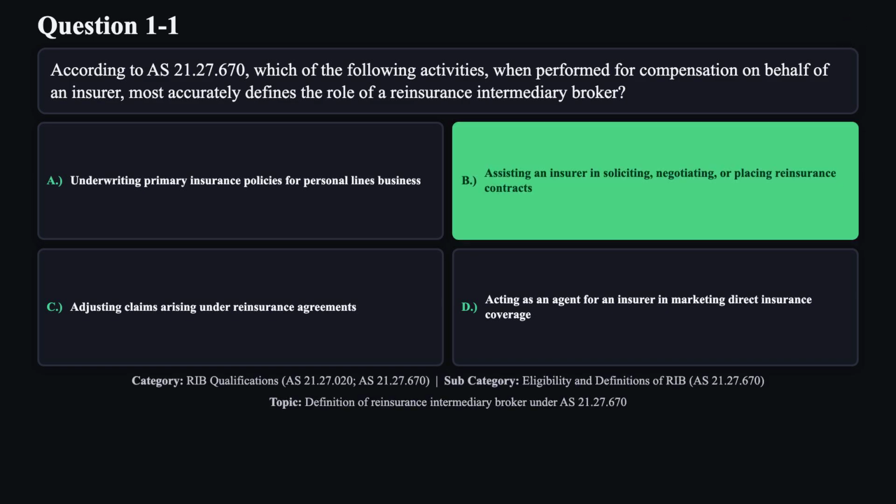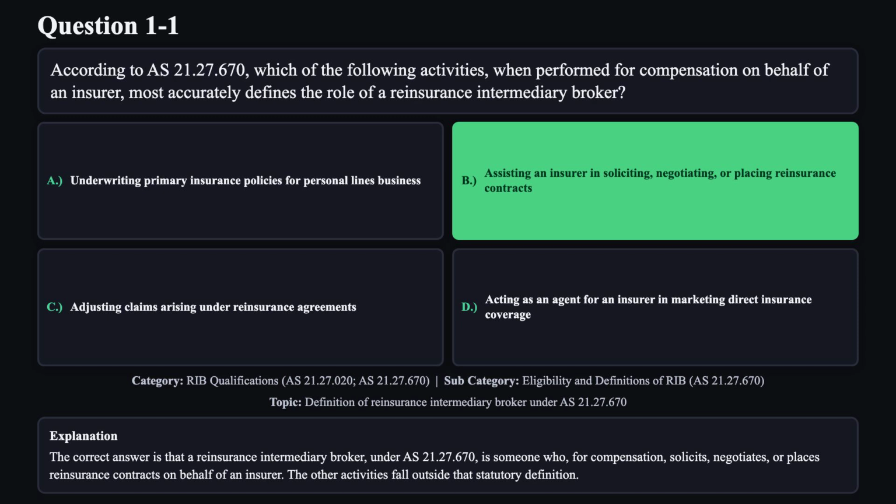The correct answer is B. The correct answer is that a reinsurance intermediary broker under AS 21.27 is someone who, for compensation, solicits, negotiates, or places reinsurance contracts on behalf of an insurer. The other activities fall outside that statutory definition.